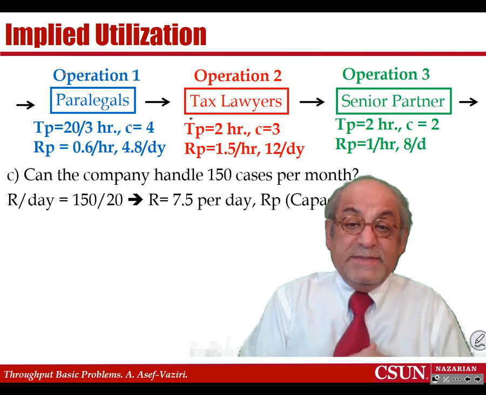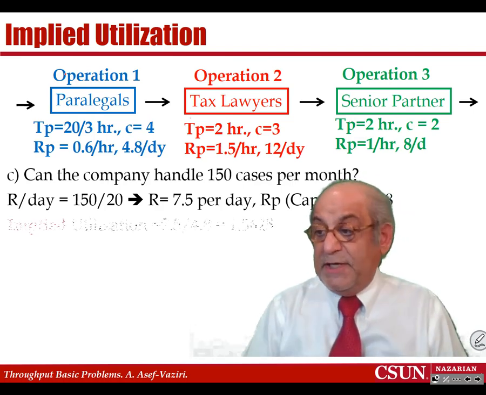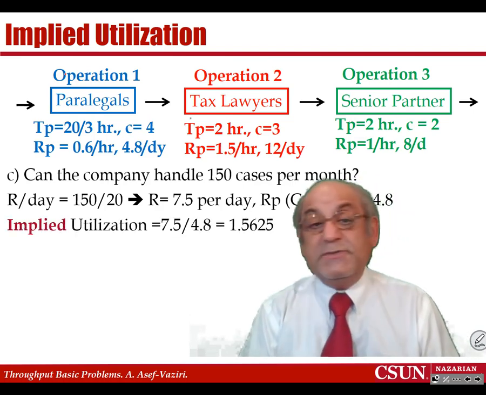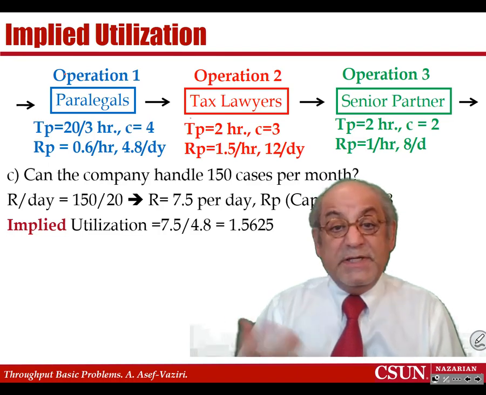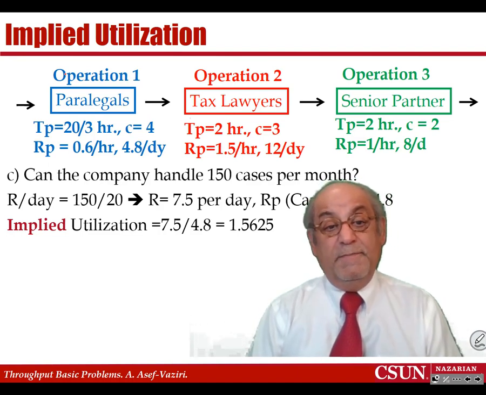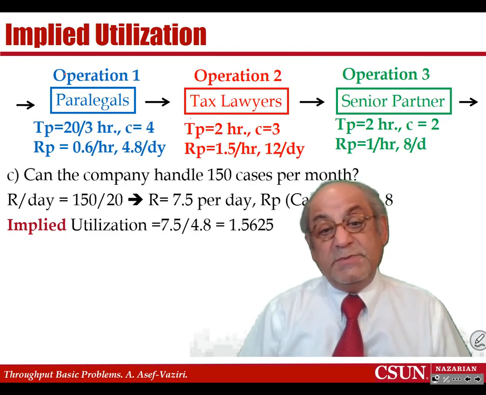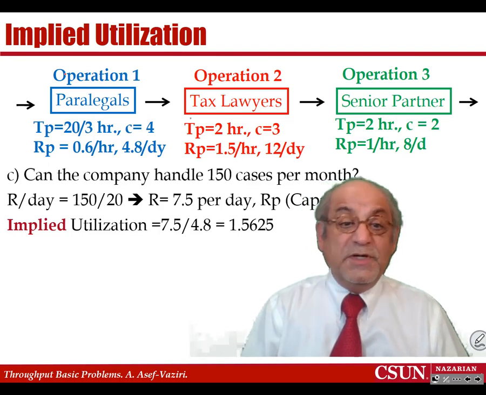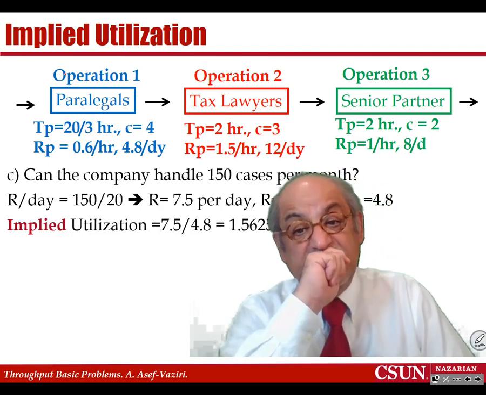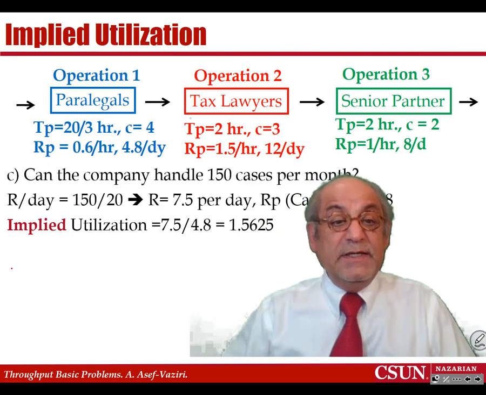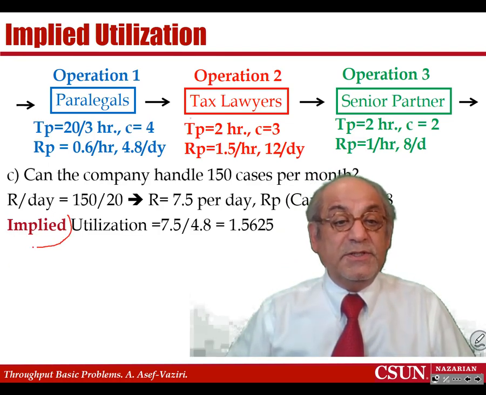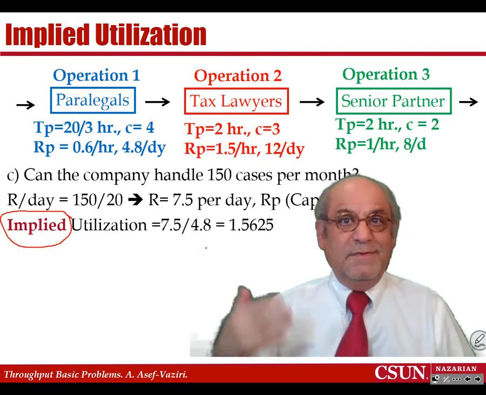We know that utilization is equal to throughput divided by capacity. If we divide these two by each other, we get a number greater than 1. Whenever this number comes out greater than 1, we don't refer to it as utilization. We refer to it as implied utilization.